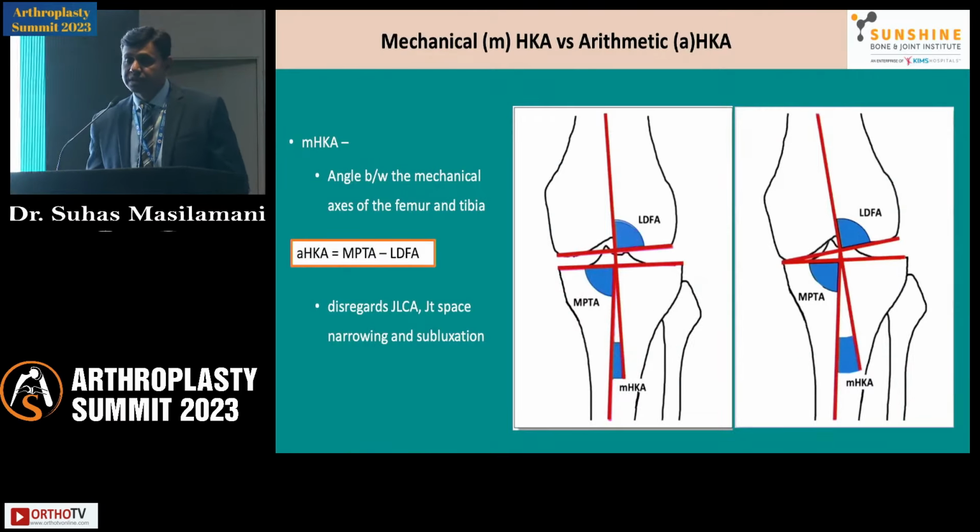First, you need to understand the difference between mechanical HKA versus arithmetic HKA. Mechanical HKA is nothing but the angle between the mechanical axis of the femur and the tibia. Arithmetic HKA is different, which is the difference between the MPTA and the LDFA. And here the main difference is, by calculating arithmetic HKA, you are completely negating the joint line congruency changes that can happen in patients as the deformity progresses. But it's also important to understand that the CPAK classification is based on a setup where there is no bone loss, but as bone loss gets into the picture, the numbers become a little less reliable.